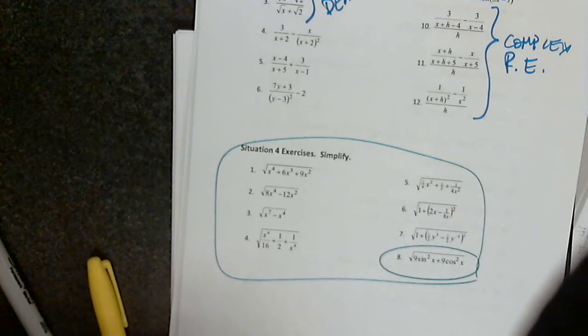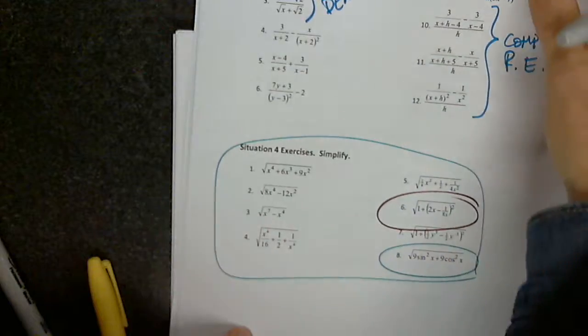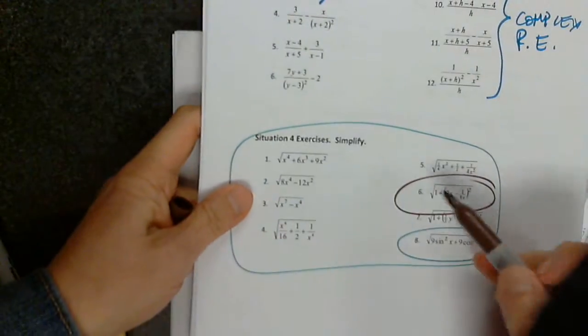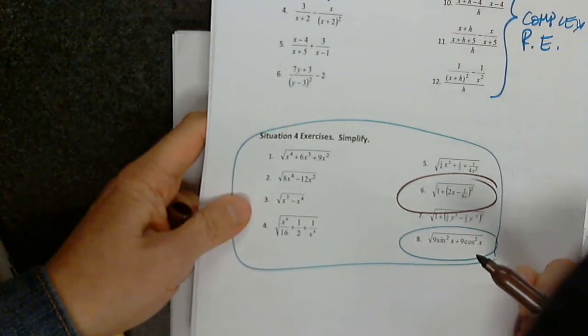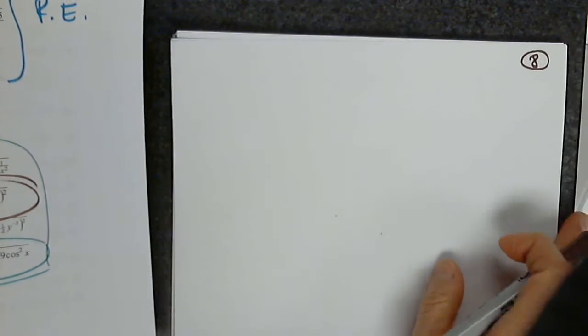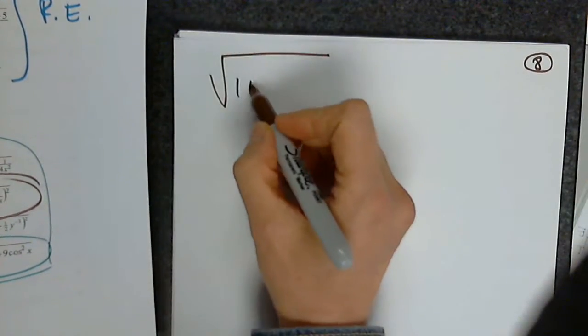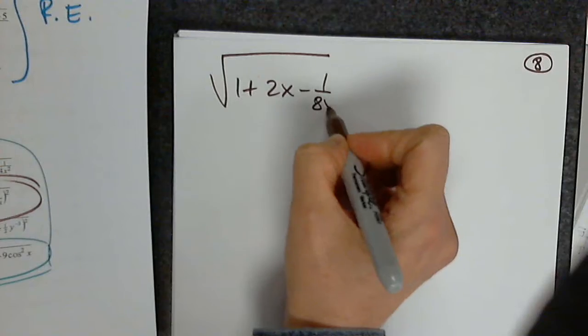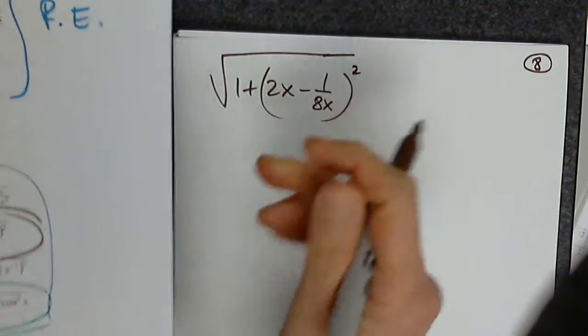Okay, please. About 6. 6 it is. You're responsible for the other ones. Please. Okay. The square root of 1 plus 2x, minus 1 over 8x, everything squared.